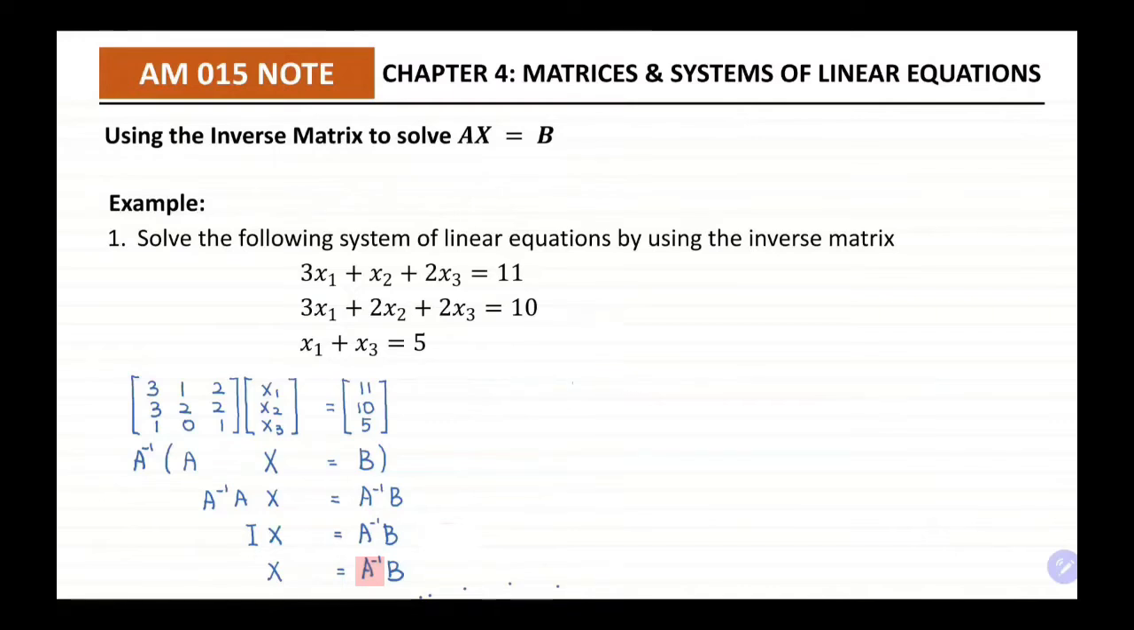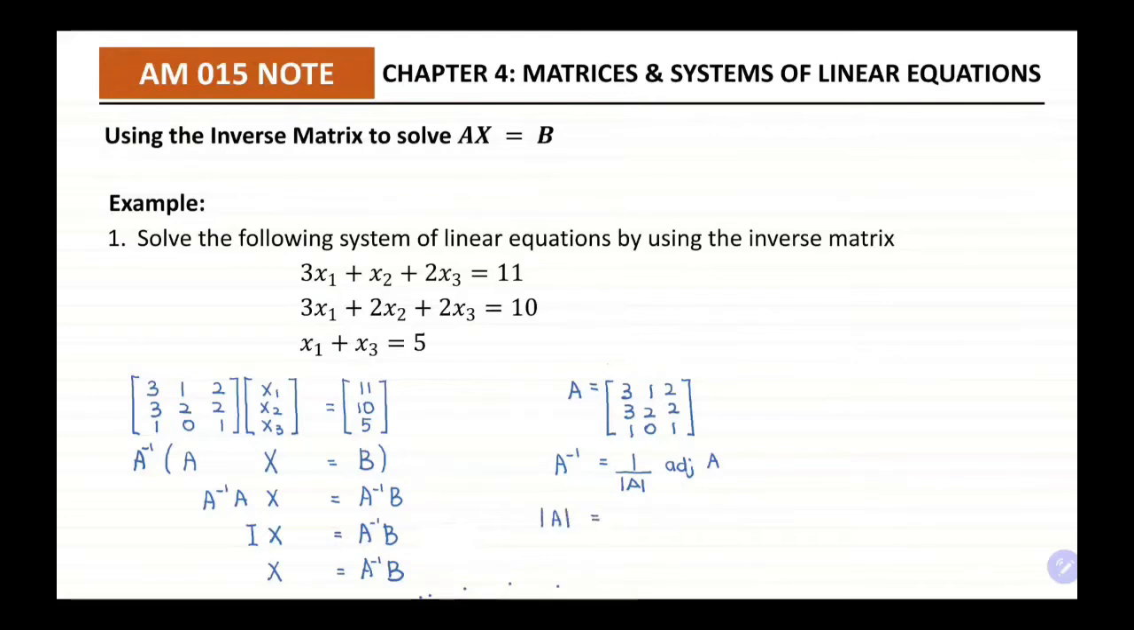Okay, matrix A is 3, 1, 2, 3, 2, 2 and 1, 0, 1. Okay, we find A inverse. To find A inverse, we have 2 methods. Either we use adjoint or we use AB equals to KI. But for this question, we use the adjoint method. So the formula for the inverse is 1 over determinant of A times adjoint A. Okay, next we find determinant of A.